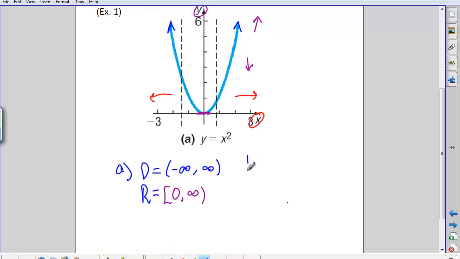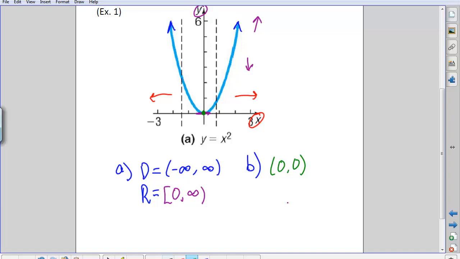Okay, part B, intercepts. Intercepts are where the graph crosses the x-axis or the y-axis. And so we need to ask, does this thing cross the x-axis or the y-axis anywhere? And yeah, it does. There's a point right there where it crosses both the x and the y-axis at the origin, which that point has coordinates 0, 0. So we just have that one point that is an x and a y intercept.